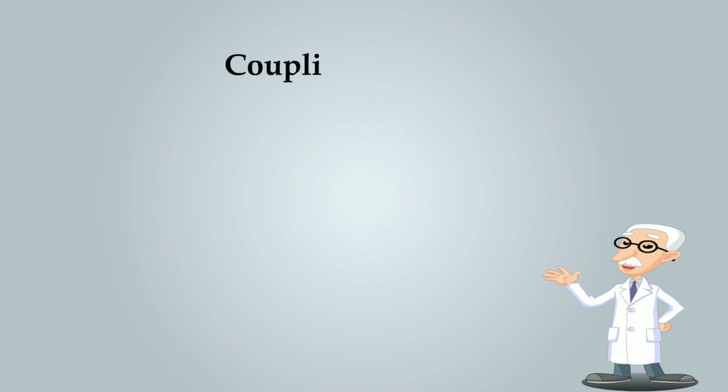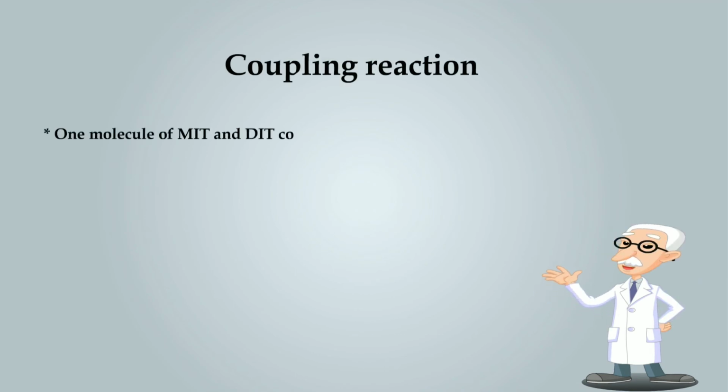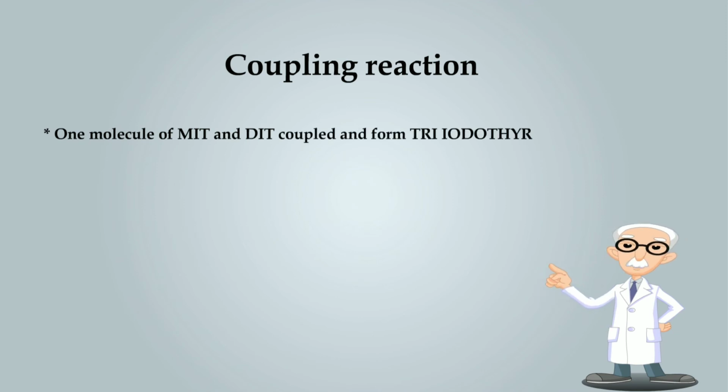Fifth step is the coupling reaction. One molecule of MIT and DIT coupled to form triiodothyronine. Two molecules of DIT coupled to form thyroxine.